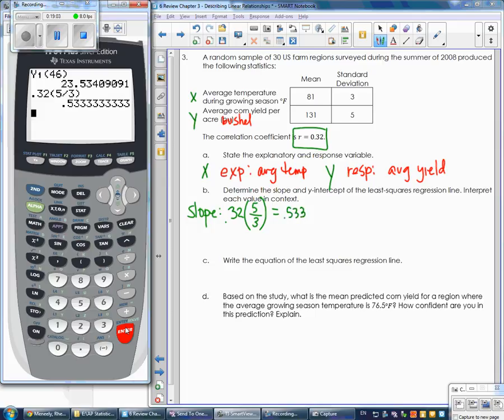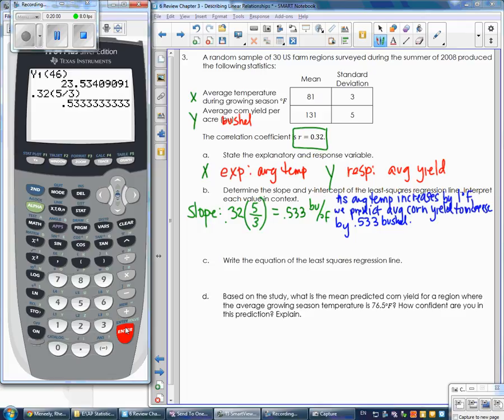Okay, and then let's think about what the units would be for that. Because my y variable goes on top, I want to make sure I use my y units, which would be bushels. And on the bottom would be my x variable, which would be in degrees Fahrenheit. To interpret that, remember we always reduce it to as x increases by 1 unit: as the average temperature increases by 1 degree Fahrenheit, and remember, it's just an expectation or a prediction, we predict the average corn yield to, in this case, since my slope is positive, increase by 0.533 bushels.